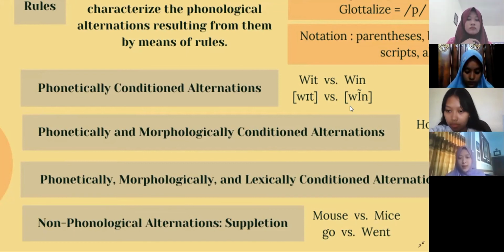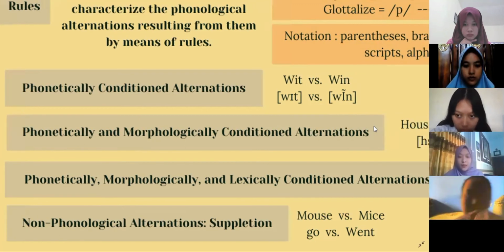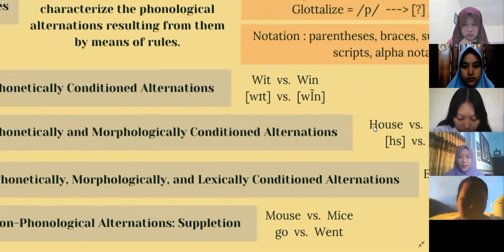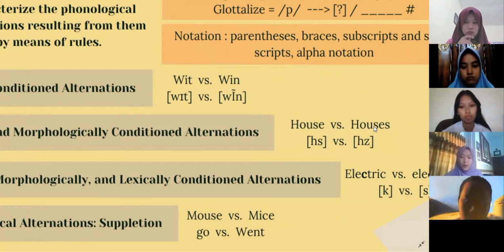Second is phonetically and morphologically conditioned alternation. These alternations are conditioned phonetically and morphologically. For example, in the words live versus lives. And another example is house versus houses. If the noun ends in a sibilant, the plural takes the form iz. And if the noun ends in a voiceless non-sibilant, the plural takes the form s. The last is if the noun ends in a voiced non-sibilant, the plural takes the form z. Okay. Another example.